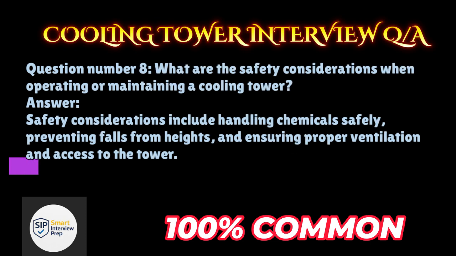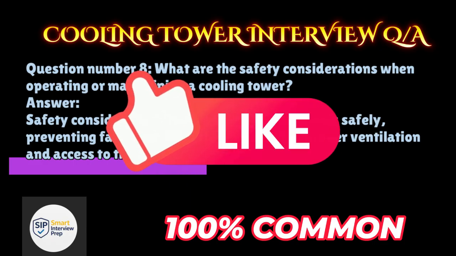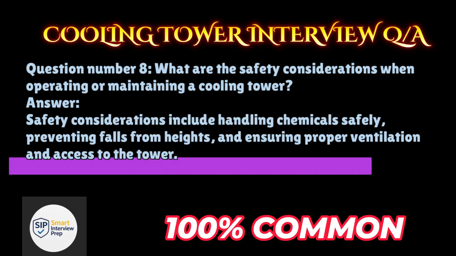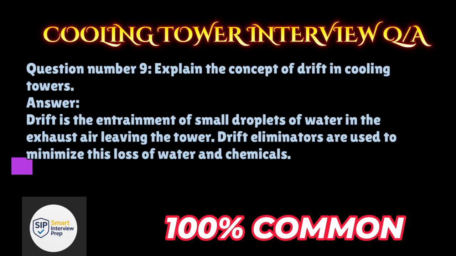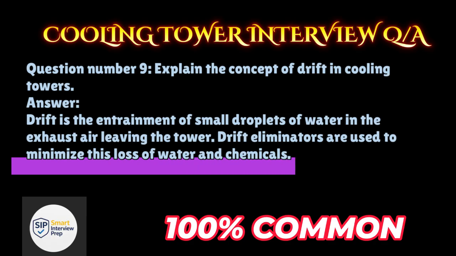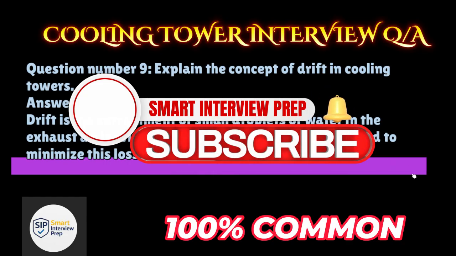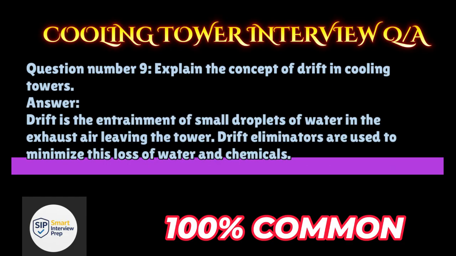Question number 8. What are the safety considerations when operating or maintaining a cooling tower? Answer. Safety considerations include handling chemicals safely, preventing falls from heights, and ensuring proper ventilation and access to the tower. Question number 9. Explain the concept of drift in cooling towers. Answer. Drift is the entrainment of small droplets of water in the exhaust air leaving the tower. Drift eliminators are used to minimize this loss of water and chemicals.